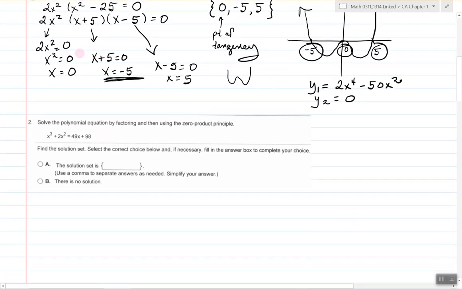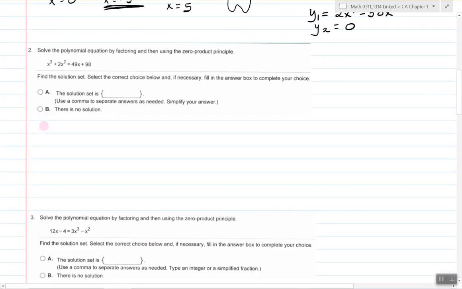All right, let's look at our next one. Now it says to solve it by factoring. You would set it equal to 0 and you would end up using grouping, but I'm not going to do that because it's not what I'm trying to teach right now. I'm going to take the 49x and the 98 and move them to the left. So I have x cubed plus 2x squared minus 49x minus 98 is equal to 0. So I set the equation equal to 0.